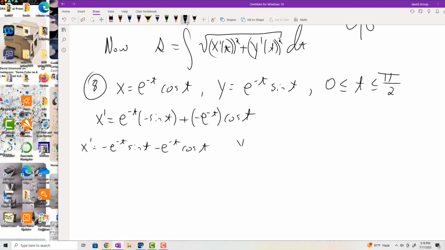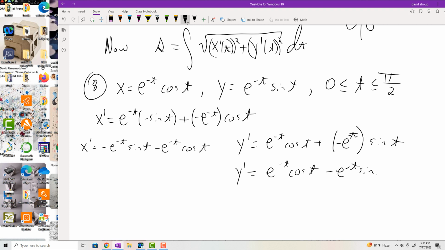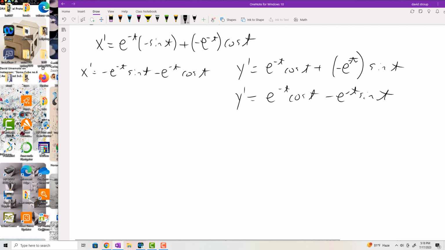Okay, do the same thing with y prime. So here I'll have e to the negative t cosine t plus, and again, the derivative of e to the negative t is e to the negative t times, from the chain rule, negative 1. Leave sine t alone. And then this is e to the negative t cosine t minus e to the negative t sine t. And then to put it in our formula, we have to square both of those, right? Oh, how annoying. So anyways, here we go.